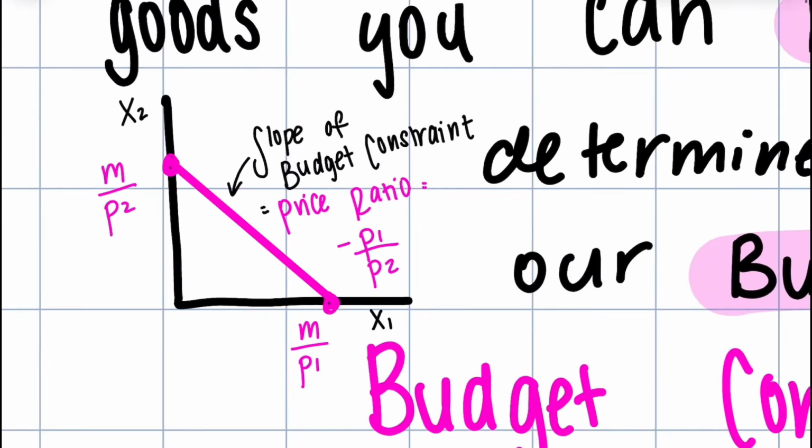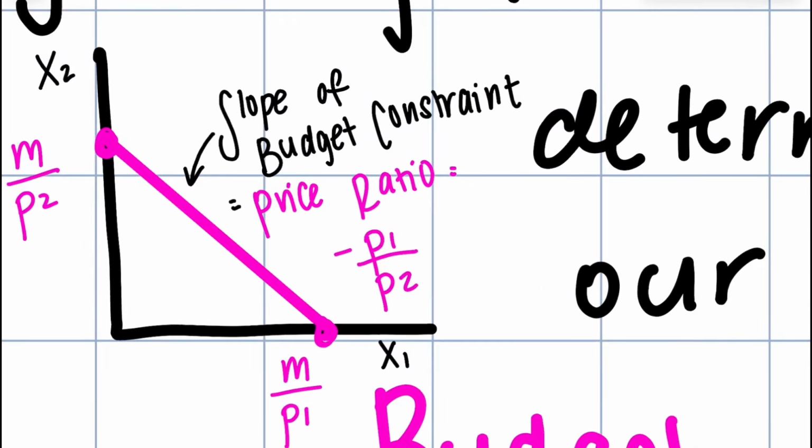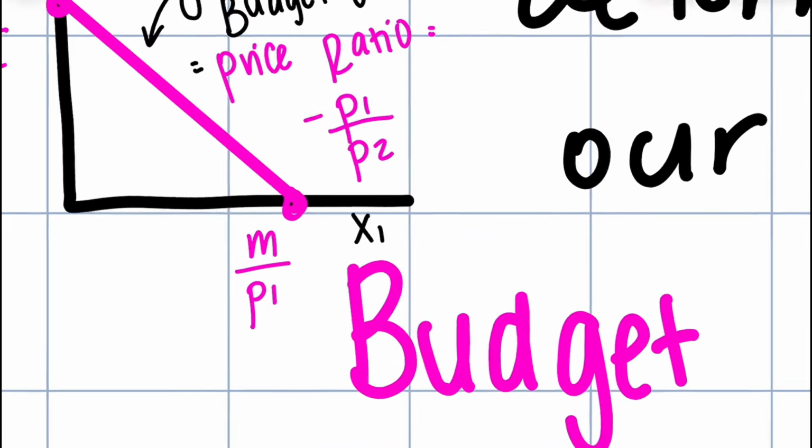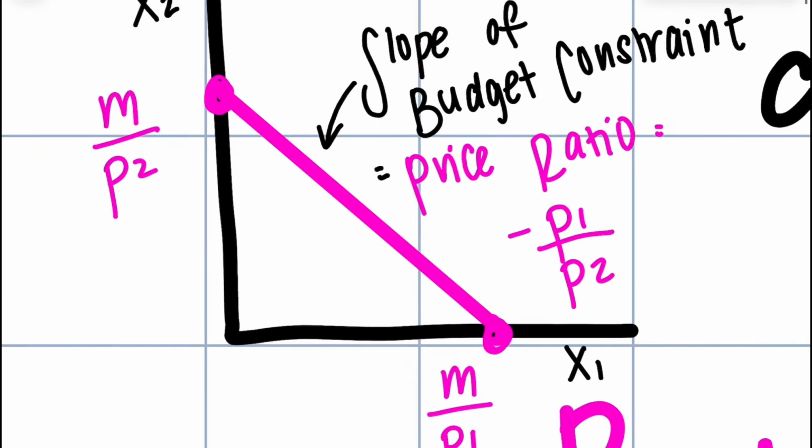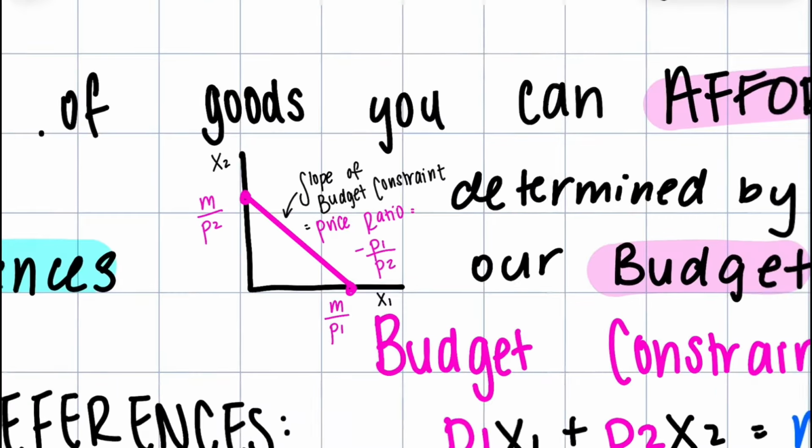If we were to draw this budget constraint, it'd be this downward sloping line, and this slope is called the price ratio, which is negative P1 over P2. The reason that it's negative is because it is this downward slope. Over here on the x1 intercept, we have M over P1, and that means we're spending all of our income M on x1, so we just divide it by P1. Same idea with x2 over here, but it's going to be M over P2.